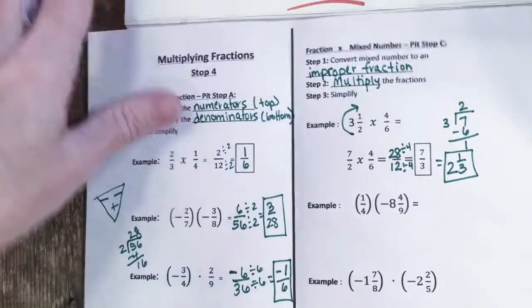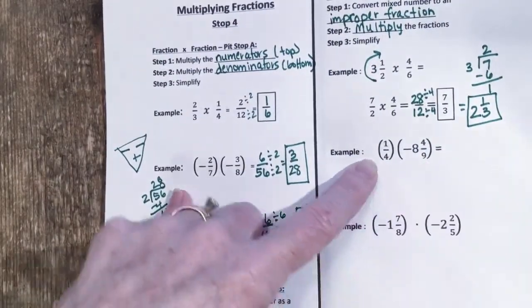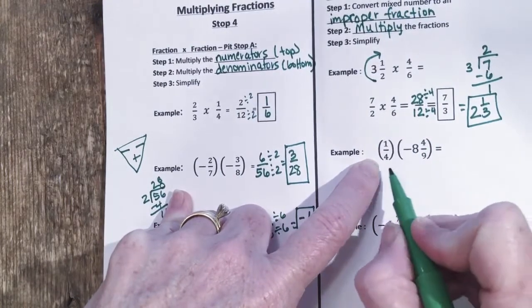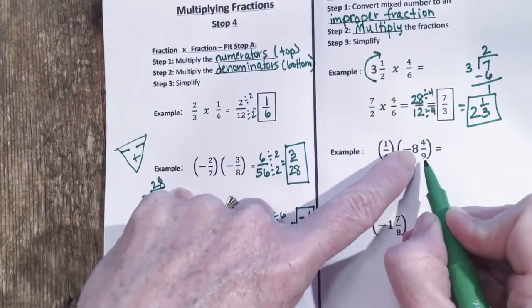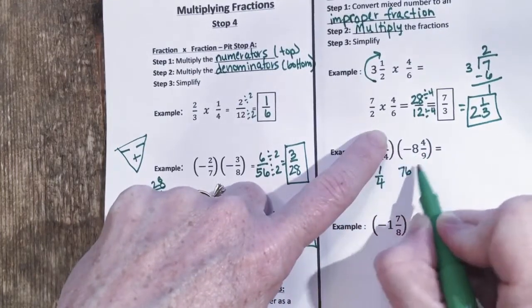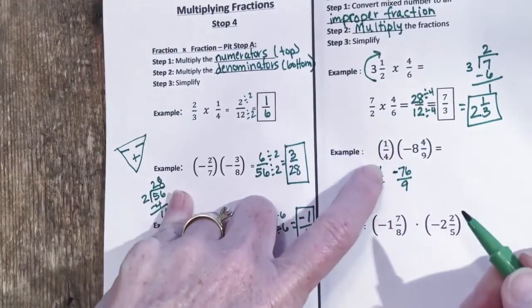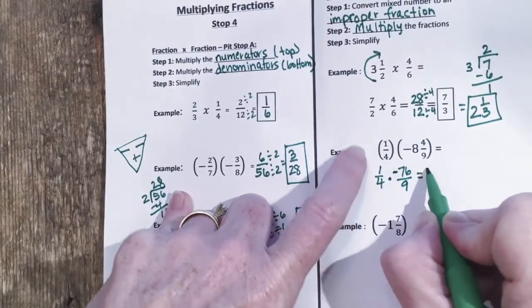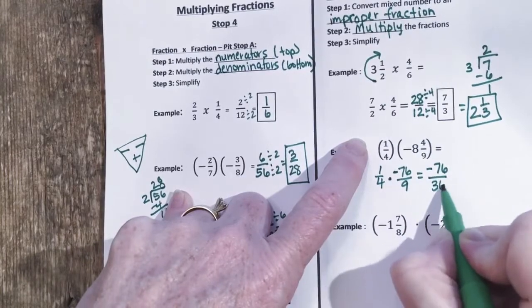All right, let's try it again. In this example, the parentheses, right, is reminding us that this is multiplication. I need to make this improper first, so 1/4 doesn't change, but 9 times 8 is 72, and I add the 4. 72 plus 4 is 76, keep the 9. Because of this negative here, I'm going to attach the negative to 76, and now I multiply. 1 times negative 76 is negative 76. 4 times 9 is 36.